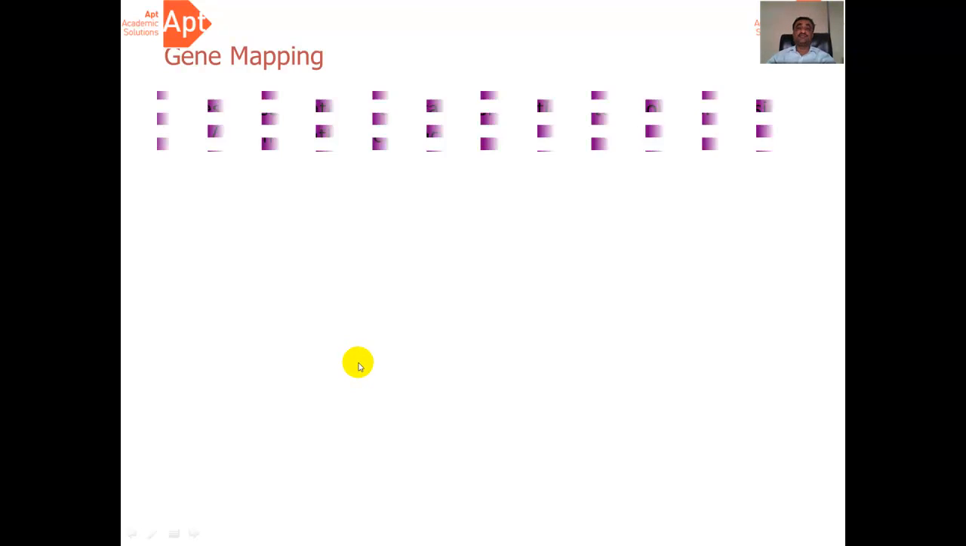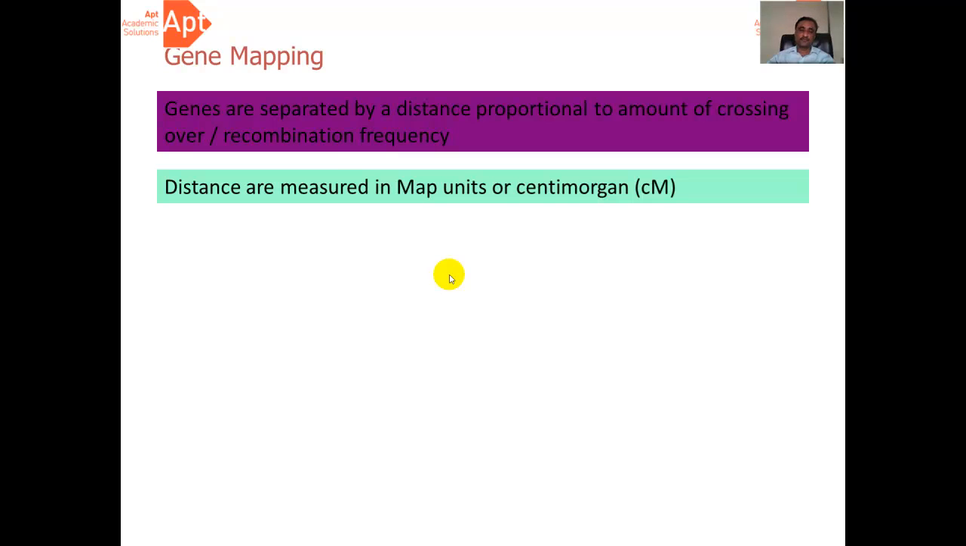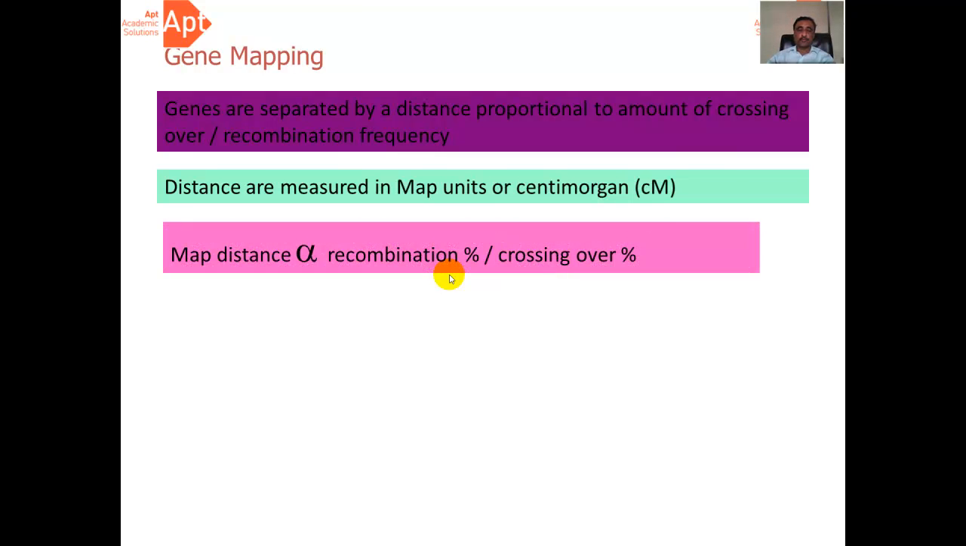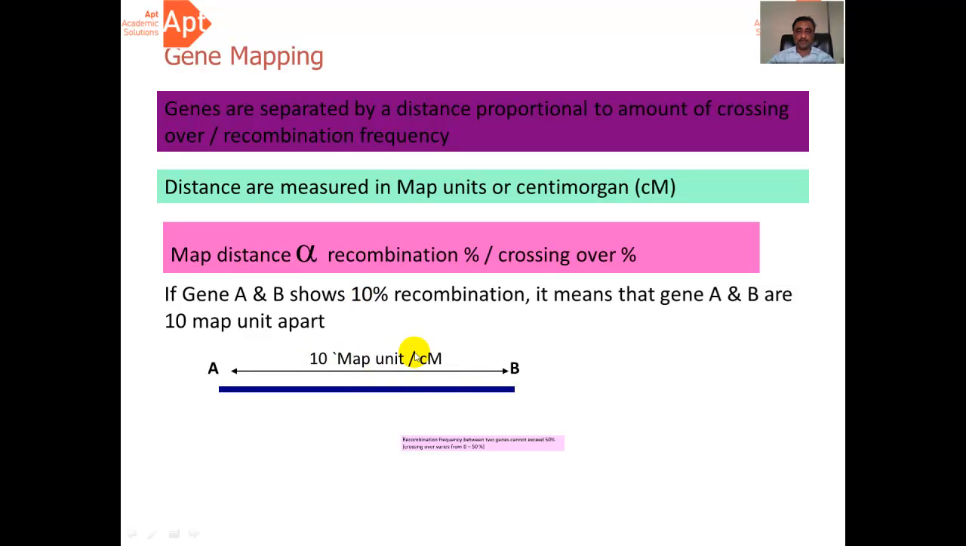Now one last thing, that is gene mapping. What is gene mapping? In gene mapping, we have to know the distance between two genes, and this is measured in terms of centimorgan or map unit. Map distance is always directly proportional to the percentage of recombinants, and that is also proportional to the percentage of crossing over. So if genes A and B show 10% recombinants, it means A and B are 10 map units apart, and we can show it like this.